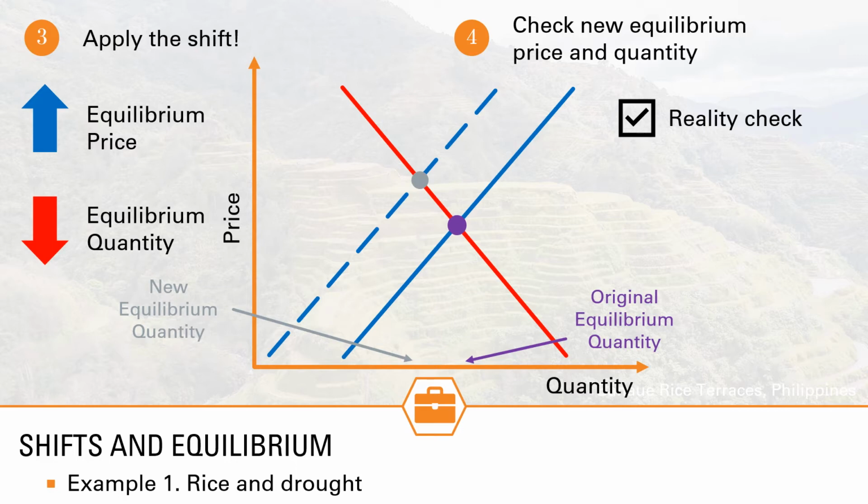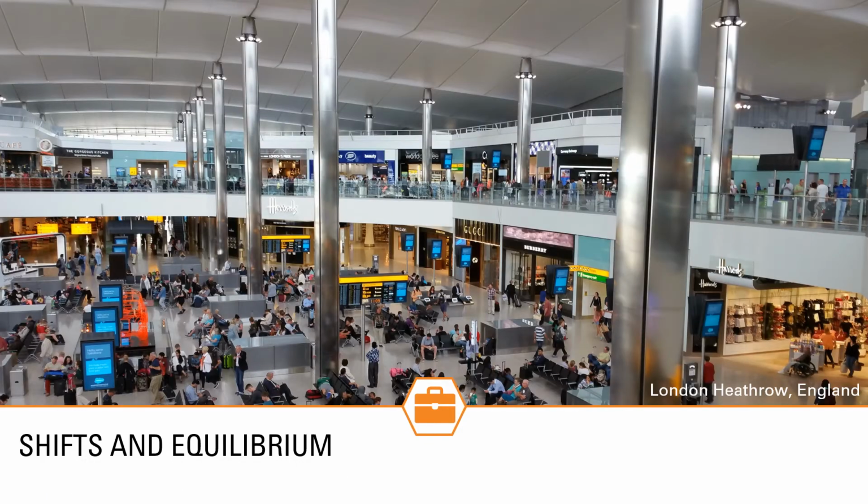Okay, I hope this first example is clear. The rest of the examples will be very similar to what we've done here. So I hope you could follow along. If you didn't understand this, then hopefully the next few examples will solidify how we do shifts in equilibrium. Okay, so let's move on to example 2.